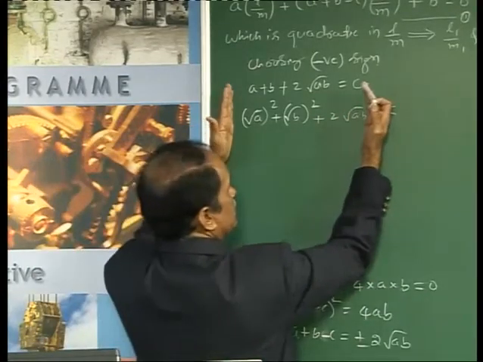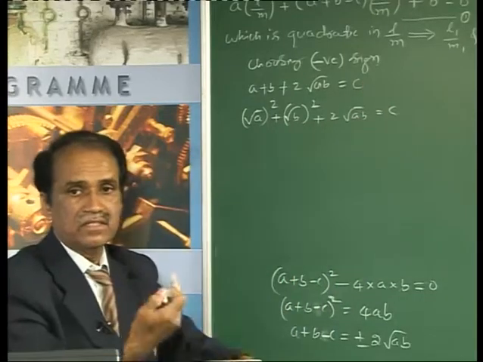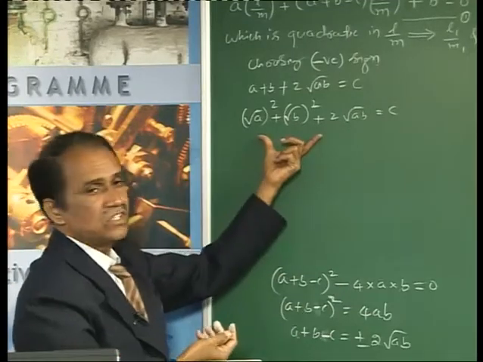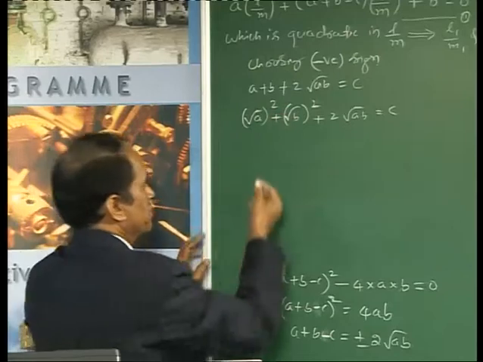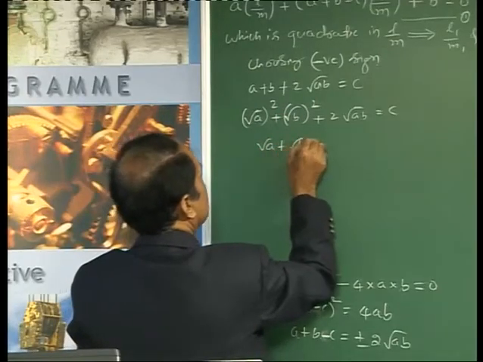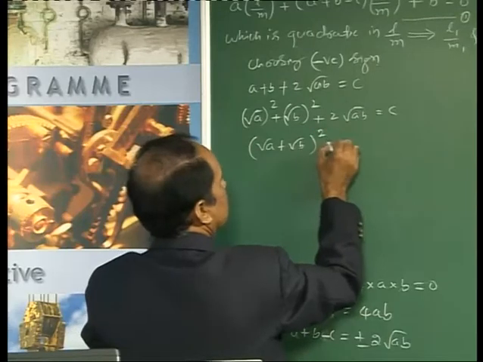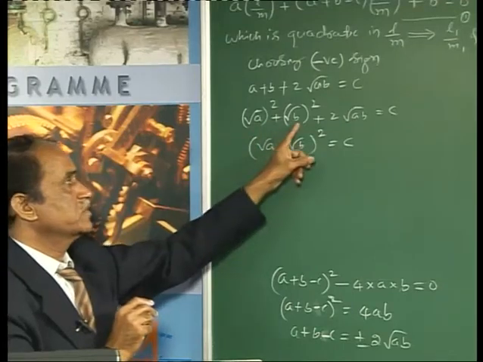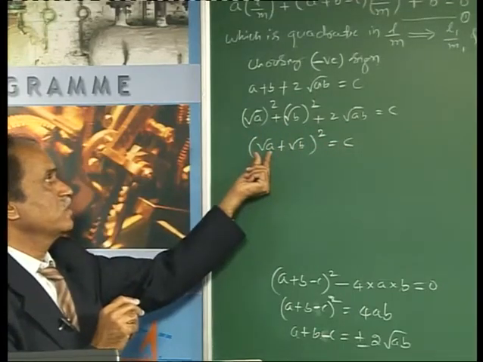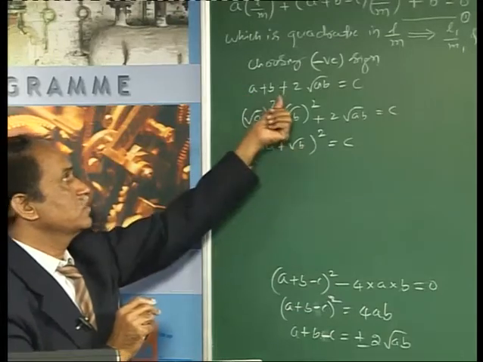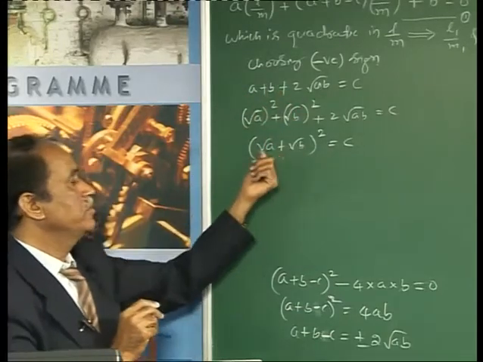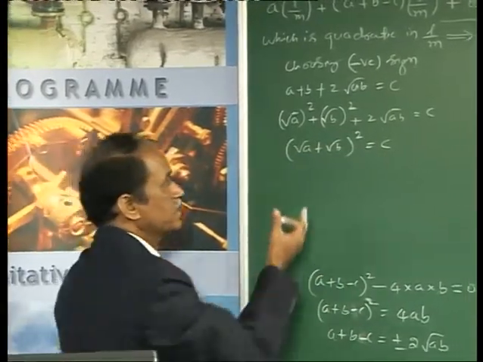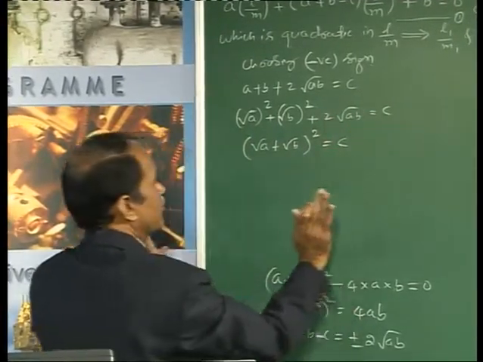So clubbing these three terms, this is a reverse study of the mathematics, you are going from answer to the question. The answer is already given, you have to write the statement of this summation, that should be root a plus root b whole square is equal to c. You can make out a plus b whole square, a square plus b square plus 2ab. Root a whole square means only a, root b whole square means only b, and 2ab means 2 times root a into root b. Easily you can get the clarification for this. We are writing from answer to the question, fine.